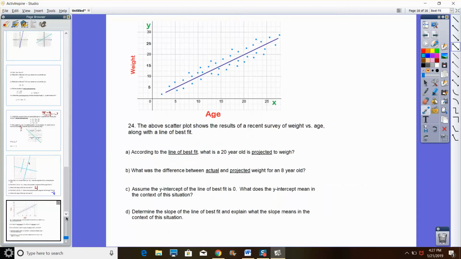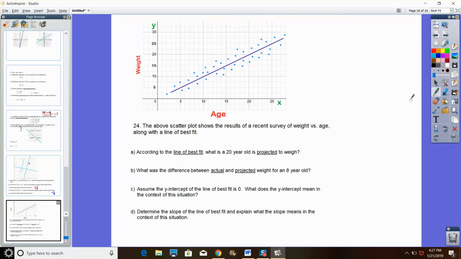Now, last question here. This one deals with best fit lines. This one's not too bad. The line of best fit is given to you already. You just have to basically interpret a graph for most of the questions. So age is on the x-axis and weight is on the y-axis. The above scatter plot shows the results of a recent survey of weight versus age along with the line of best fit. According to that line of best fit, what is a 20-year-old projected to weigh?